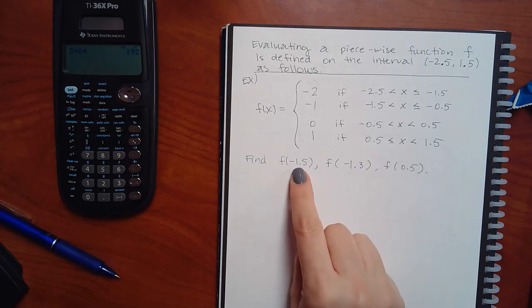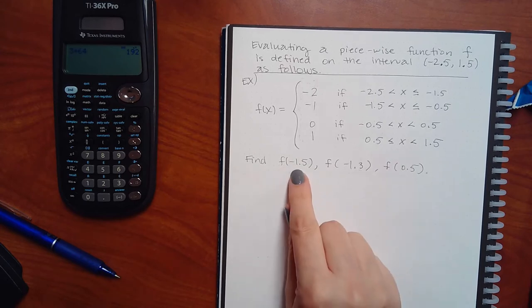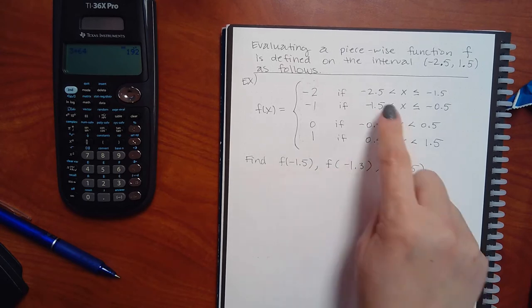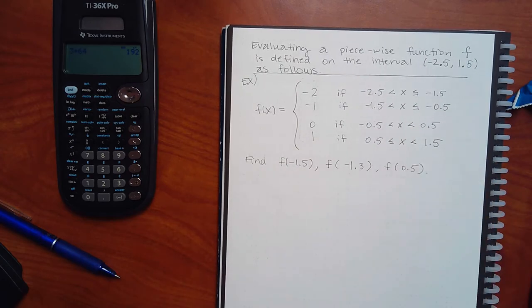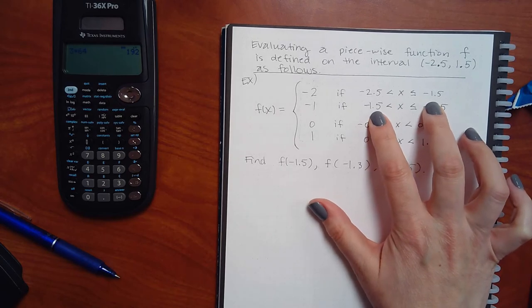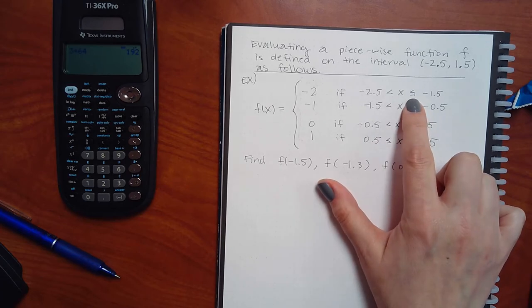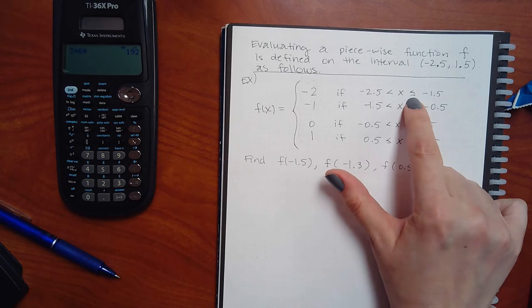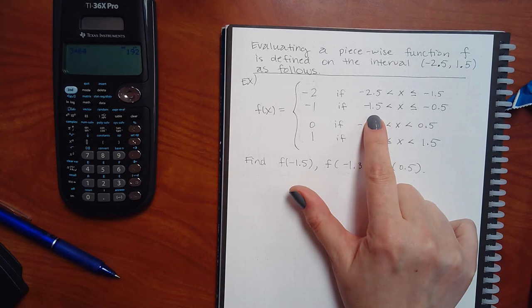You have to figure out where this x value lives first before you can figure out what function you're going to use, okay? So I need to figure out, where does negative 1.5 live? Does it live in this interval? Does it live in that one? The first one, the second one, the third one, or the fourth one? Where does it live? You see it in 1 and 2, yeah. But which one does it actually live in? The first one. Why the first one? Because it's x is less than or equal to. Right. The other one says include negative 1.5, right? No bar means don't include negative 1.5.